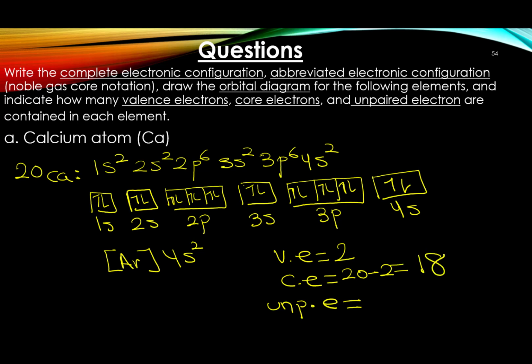How many unpaired electrons? For unpaired electrons, look at your orbitals. Do you see any orbital with unpaired electrons? No, everything is paired up. That's why it does not have any unpaired electrons. It's 0. Okay, that's how we answer these types of questions.